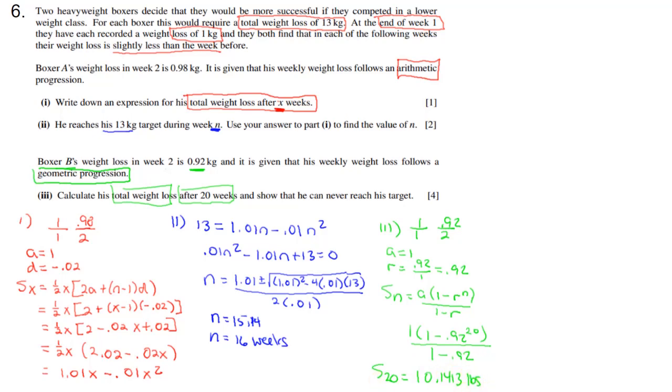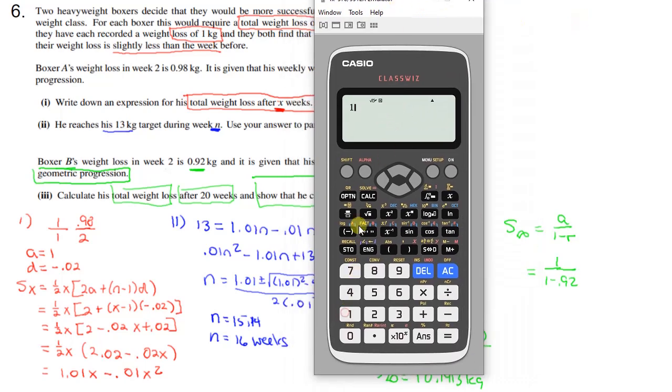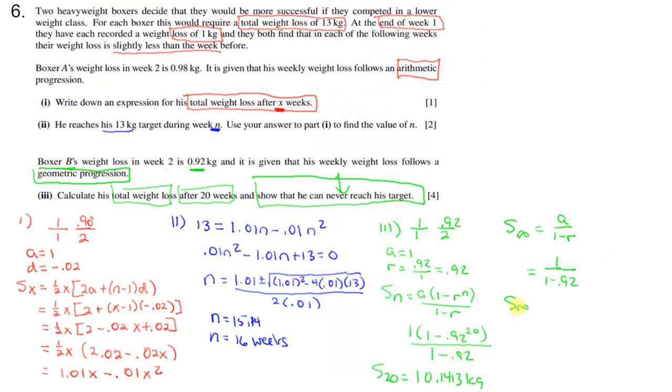Now the last part of the question is to show that they can never reach the target. The way we do that is we find the sum of his weight loss to infinity. So if we do 1 over 1 minus 0.92, we find out that the most he can ever lose is 12.5 kilograms. And if his goal was 13 kilograms, then clearly he's never going to reach his goal. So all we have to do is make that statement, and that validates what they said at the end. And that's it for that one.